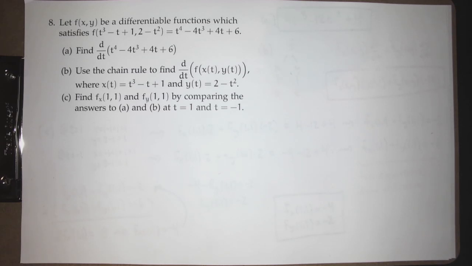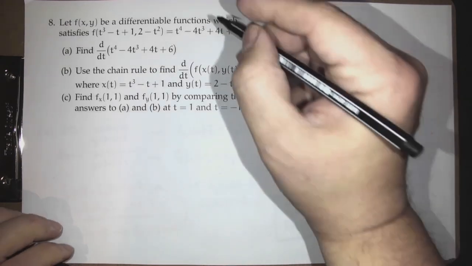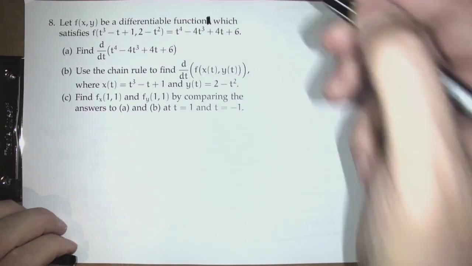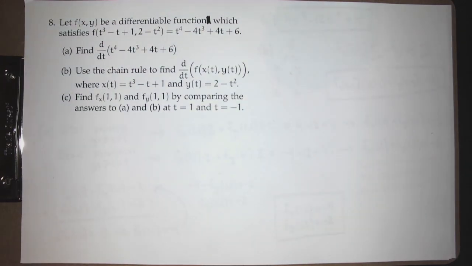So f of x, y is a differentiable function. And now you can see the typo. It's just one function. I know, gasp. Which satisfies f of t cubed minus t plus 1, comma 2 minus t squared, is t to the 4th minus 4t cubed plus 4t plus 6.